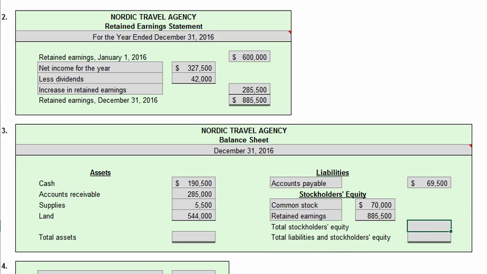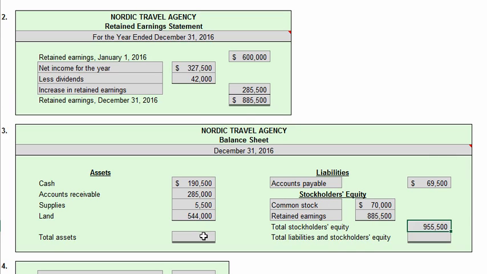Now, total stockholders' equity, to get that amount, we'll just add these two together. They would have had a separate line, total liabilities, had we had more than one liability account. We didn't, so in this case, there's no need for that. Let's add these two together. The 70,000 plus the 885,500. That gets us to 955,500. Now let's total each side.